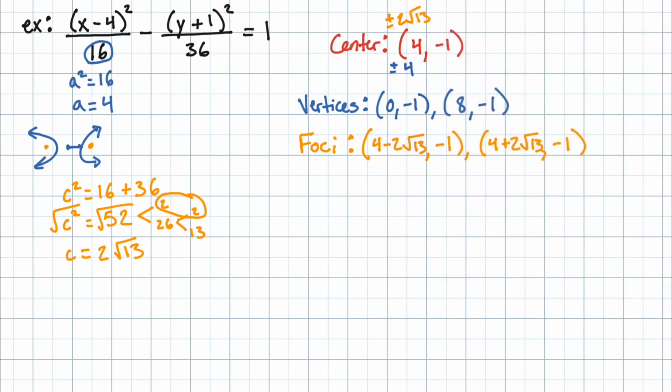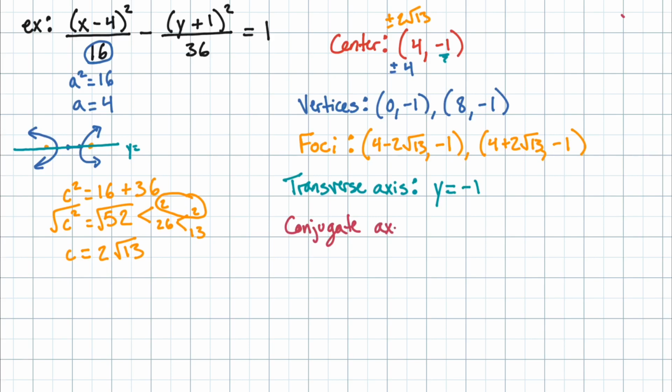Let's do the transverse axis and conjugate axis because those were a little bit easier. Transverse axis, that's the one where all of this lies on. So I see that is a horizontal line. Horizontal is y equals. Well, what is the k-coordinate? That's just −1. So y equals −1. And that makes my conjugate axis an x equals, and it's just going to be whatever the h is. So that's x equals 4.